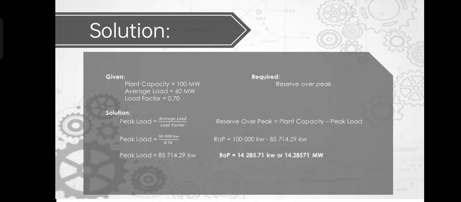So in finding the reserve over peak, the formula is plant capacity minus peak load. So reserve over peak is equal to 100,000 kilowatts, because we convert the plant capacity, which is 100 megawatt, into kilowatts. So the answer is 100,000 kilowatt minus 85,714.29 kilowatt, which is the peak load. So the answer is 14,285.71 kilowatt.